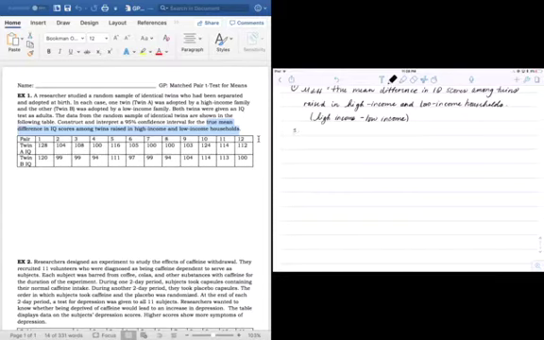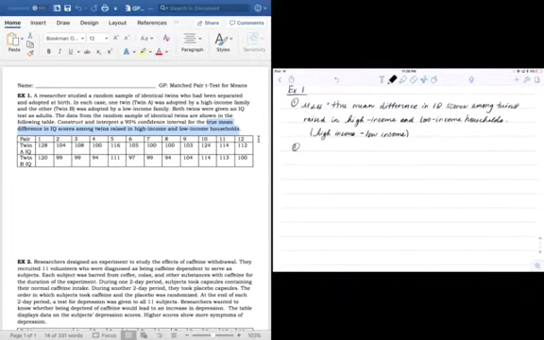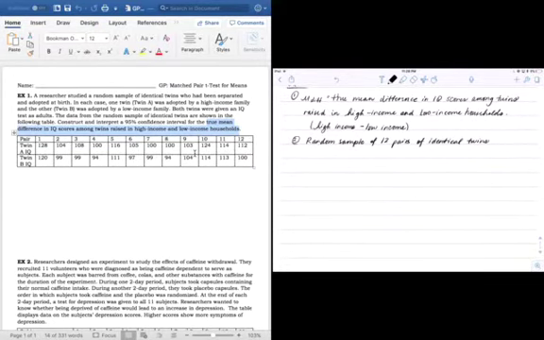The second step is to, of course, go ahead and list your conditions. The first one is random sample. Here we have a random sample of identical twins. So we have that condition met. So random sample of 12 pairs of identical twins. That's the first one.